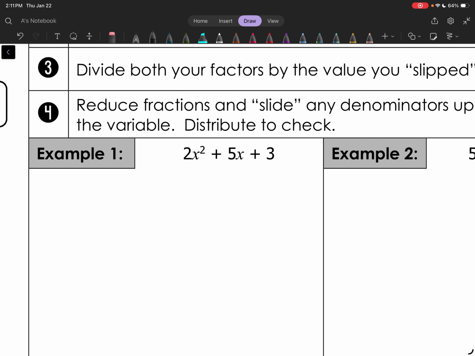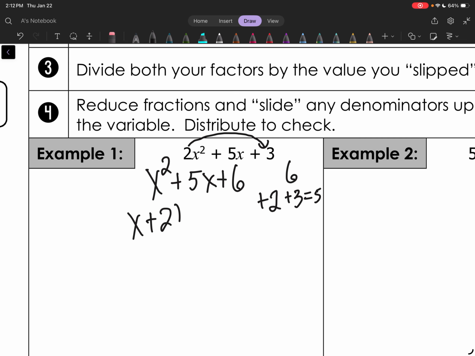I don't have one. So I'm going to take my 2 and I'm going to multiply by 3. When I do this, I'm going to have x squared plus 5x. 2 times 3 is 6. Whenever you factor 6, the ones we're looking for are 2 and 3. Big one's positive, same sign, it equals 5. X plus 2, x plus 3.